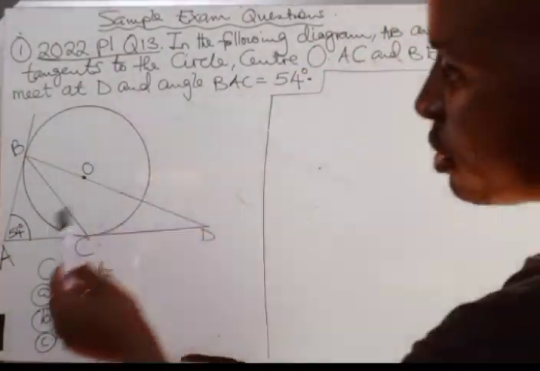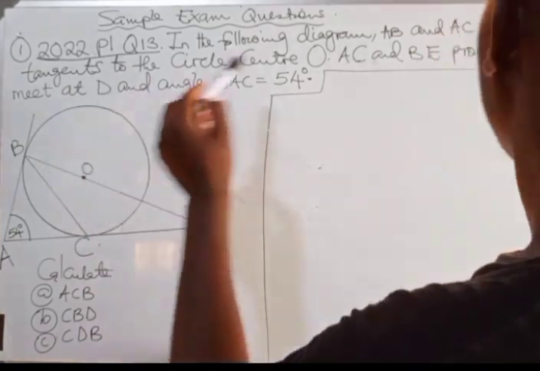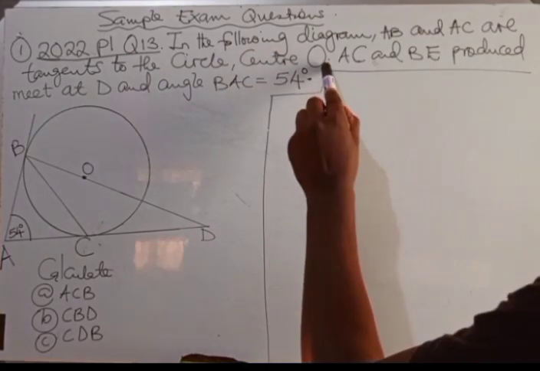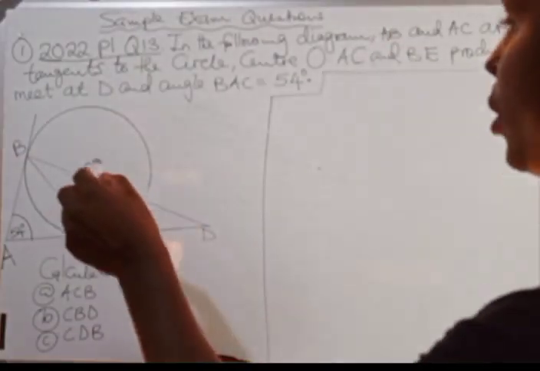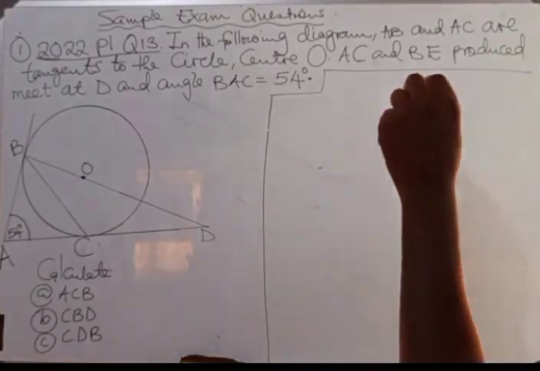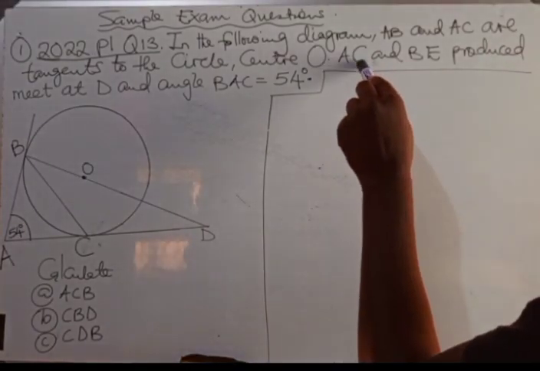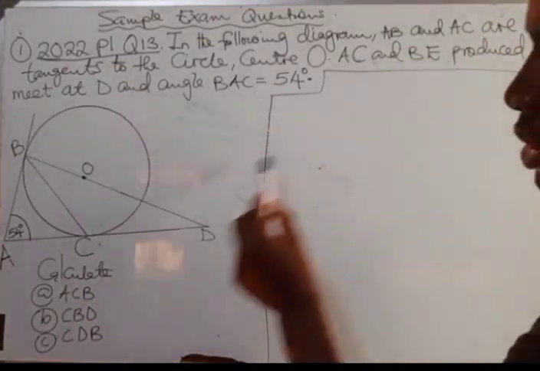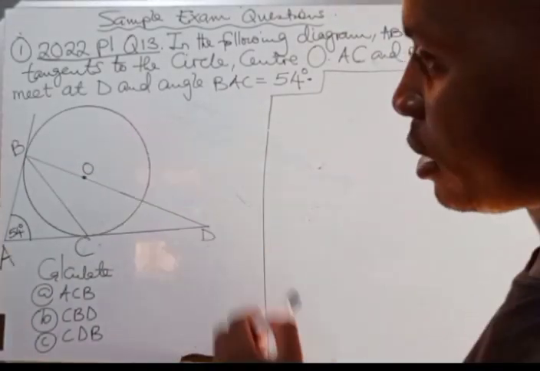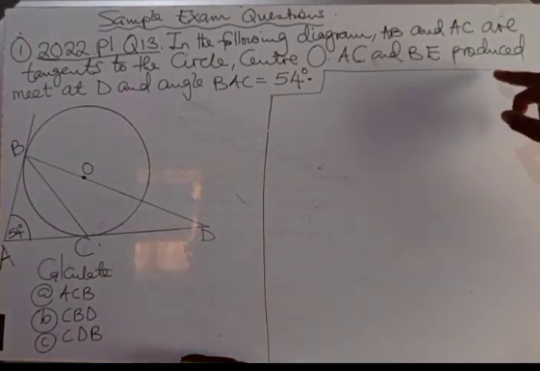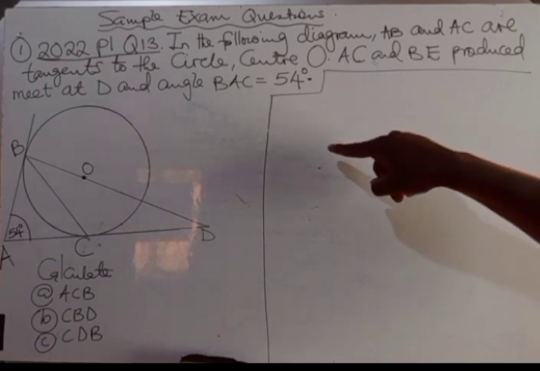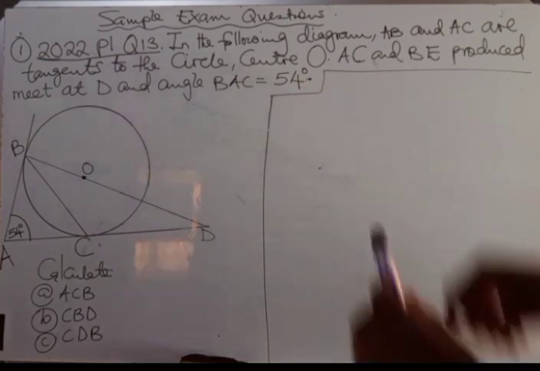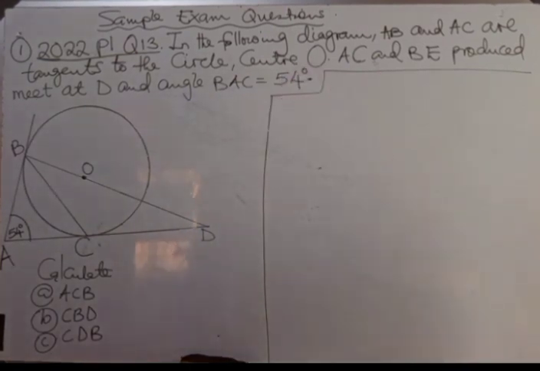and AC are tangents to the circle, center O. This is a circle with the center O. Then we are told that AC and BE, produced, meet at D, and angle BAC is equal to 54.